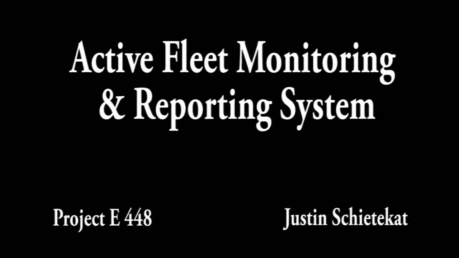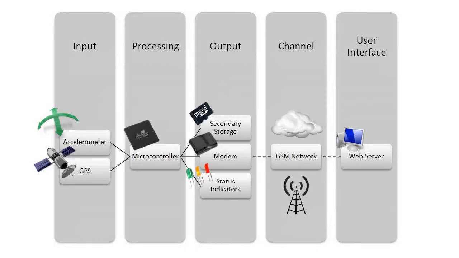This is a demonstration video for the active fleet monitoring and reporting system. Here we have a diagram indicating the flow of data through the system. The system acquires data through an accelerometer and a GPS. The microcontroller processes this data, which then triggers certain events depending on acceleration, speed and angle of tilt severities.